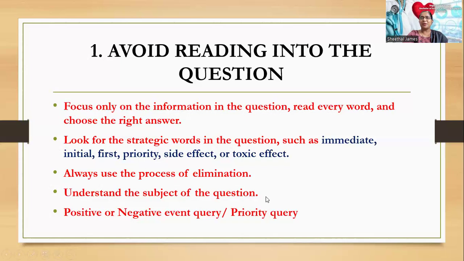Then understand the subject of the question. This is again very important. You need to know what the context is. Okay, so you know that there is an event, then there will be a question part and the options. So from the event of the question, you need to get the idea about the subject of the question. Then there can be some positive event query and negative event query. So when you look at a question, you need to understand whether this is a positive event query. Example, you need to know whether the question is asking about the side effect or toxic effect of the medication.